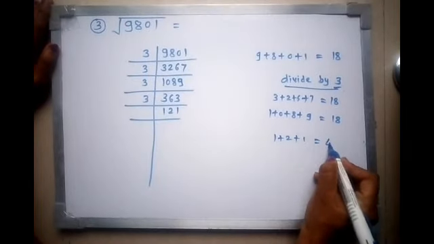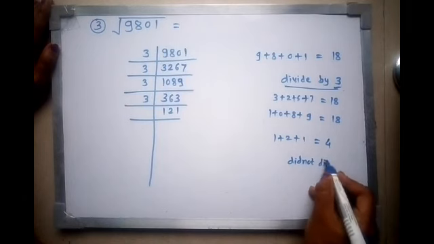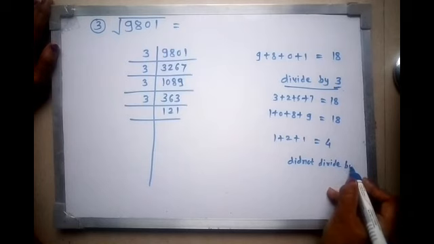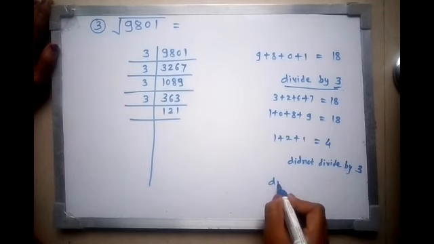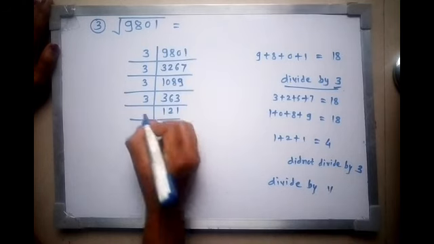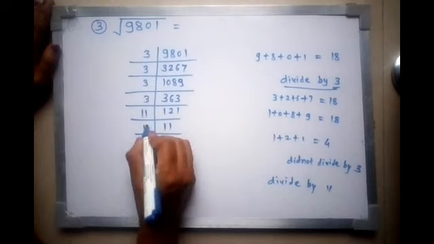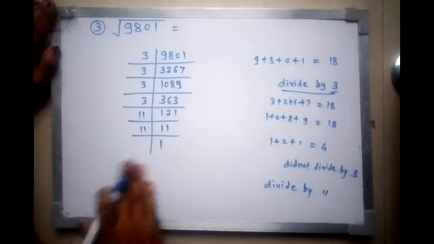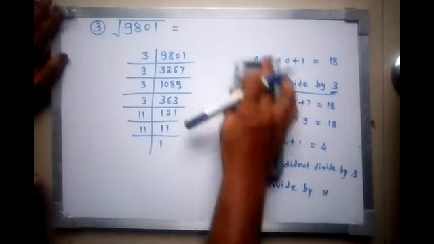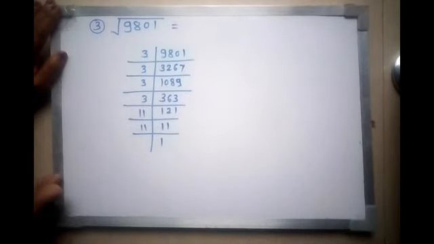1 plus 2 plus 1 is equal to 4. 4 is not in the table of 3, so it is not divisible by 3. I divide by 11. 11 ones are 11. 11 ones are 11. Here I find all factors of 9801.